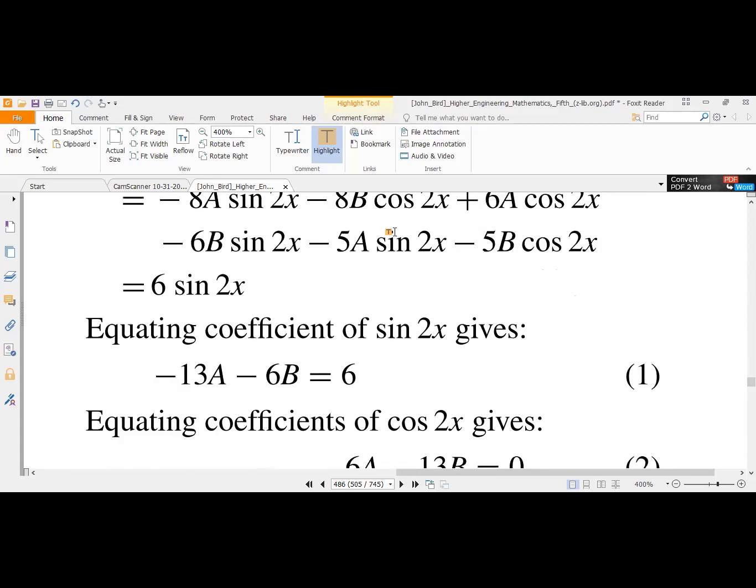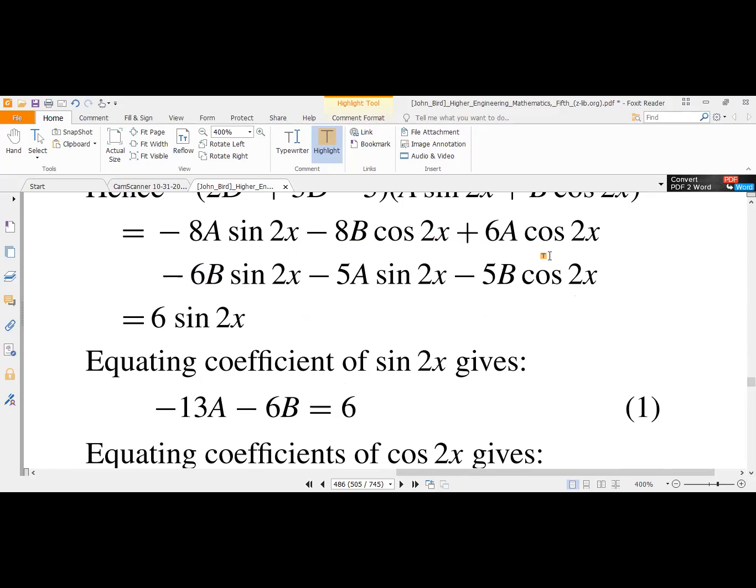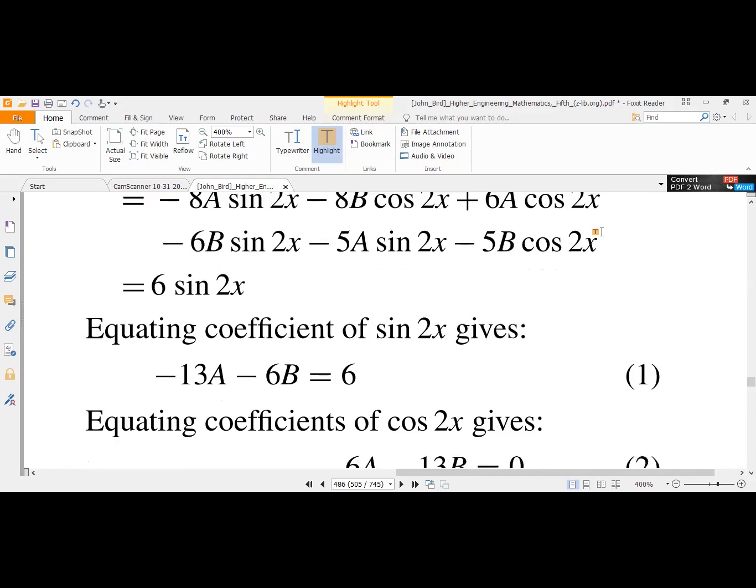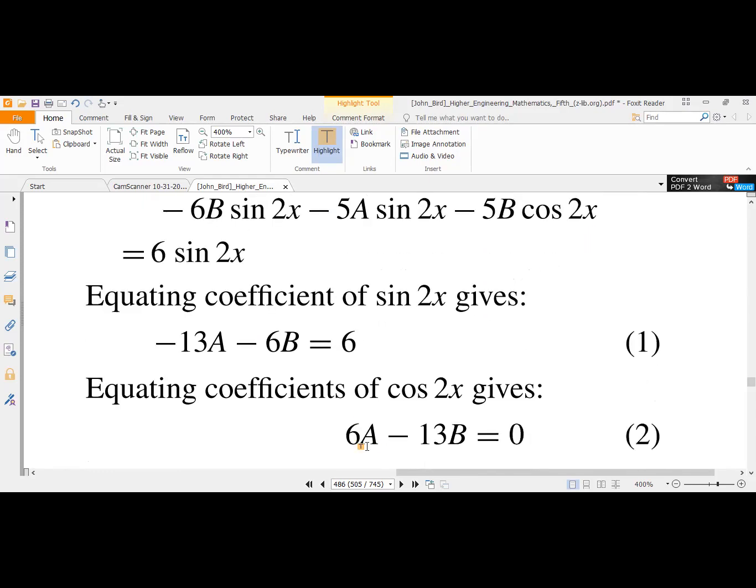No, I'm wrong. I'm looking for a and cos. So this is the first one now. That will give me 6a cos 2x. Is there any a again and cos? No. So I will have 6a here.